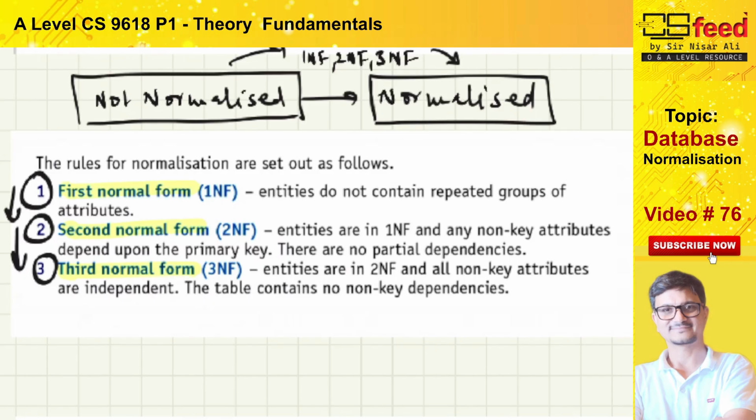In the first normal form, entities do not contain repeated groups of attributes. I will explain it in the next part of my videos. In the second normal form, entities are in 1NF, and all non-key attributes depend upon the primary key. There is no partial dependency. This is 2NF. And 3NF says the entities are already in 1NF and 2NF, and all non-key attributes are independent. The table contains no non-key dependency.